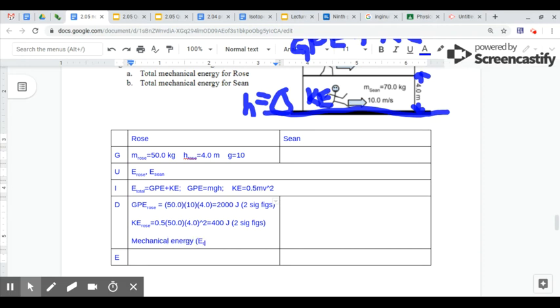which is E total. I don't know if you guys heard that. That was just the dog getting off the bed.